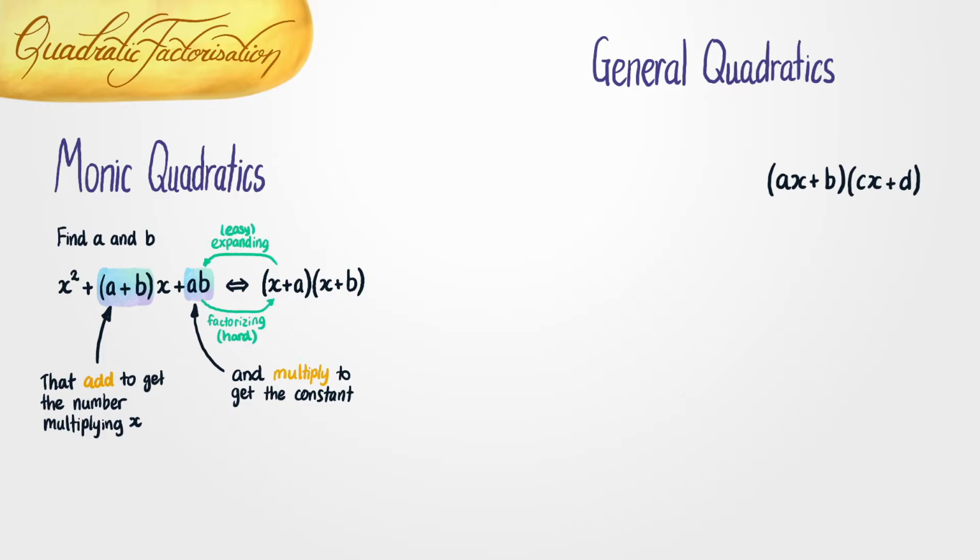A general quadratic is just an expression in the form ax plus b all times cx plus d. Now before we can learn to actually factorize something like this, we should learn how to expand it. In this case, we're going to get a times c all times x squared, and then the constant is going to be b times d. But then, for the terms with x's, we're going to get a times dx, and also b times cx.